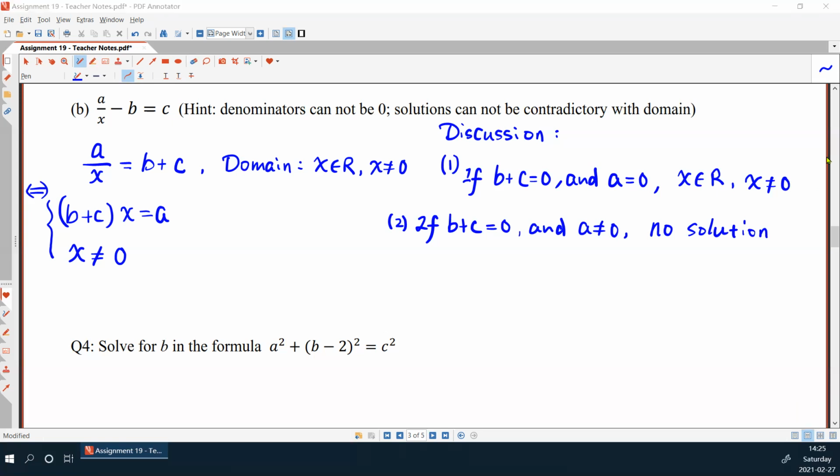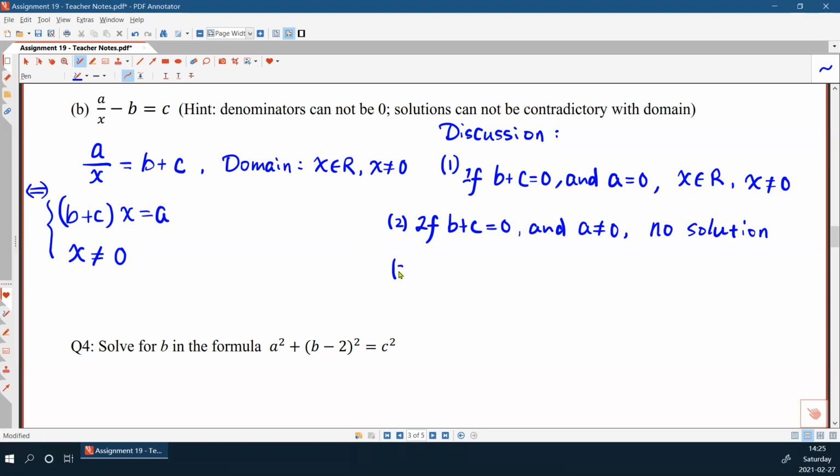Okay, so how about the third situation? We have discussed if b plus c is 0, right? So the next situation should be if b plus c is not 0, right? So under this circumstance, of course, you can use it as denominator. So we can divide both sides of the equation by b plus c, right? Okay, so x here is a over b plus c, right?